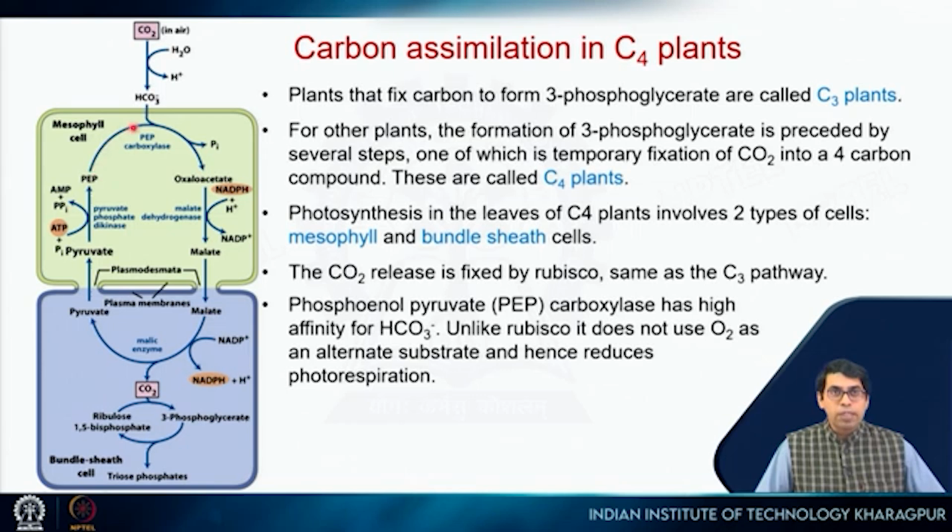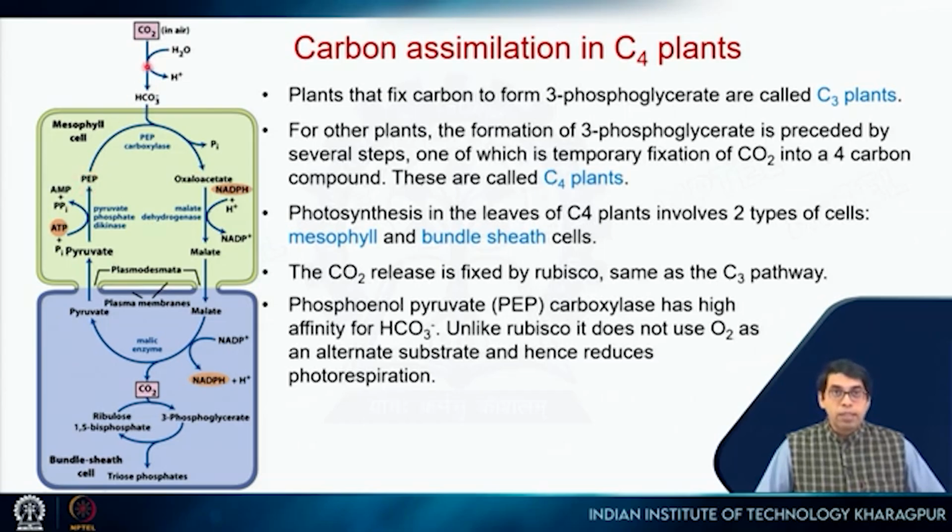So, phosphoenol pyruvate is converted into oxaloacetate by this enzyme phosphoenol pyruvate carboxylase, right? Now, oxaloacetate is converted to malate, which passes on into the bundle sheath cells. Here it is oxidized to pyruvate, and 1 molecule of carbon dioxide goes out. This pyruvate goes back into the mesophyll cell. Phosphorylation of this happens by this enzyme pyruvate phosphate dikinase, and it produces this phosphoenol pyruvate. So, it regenerates this phosphoenol pyruvate.